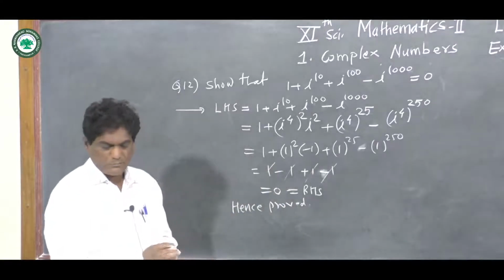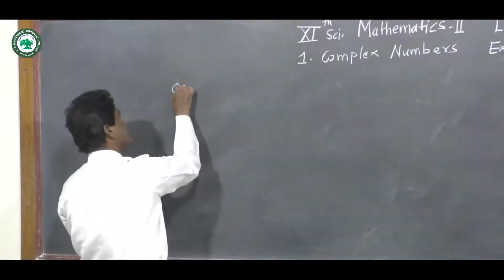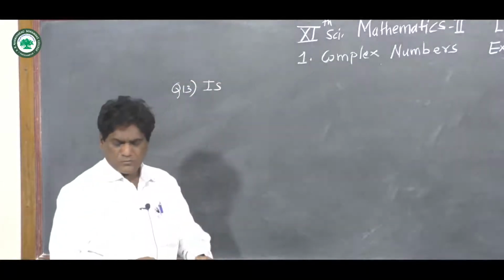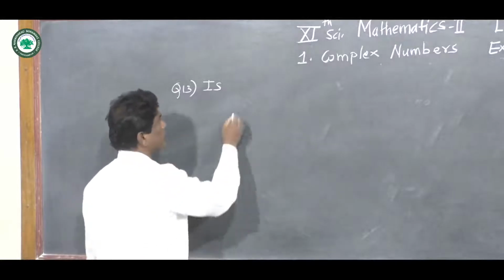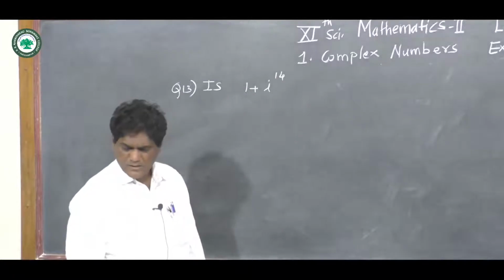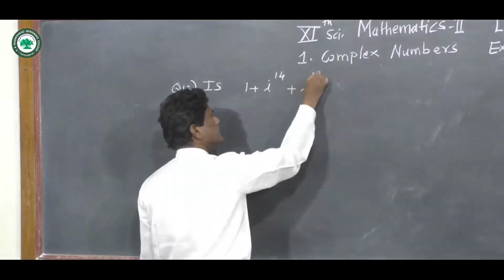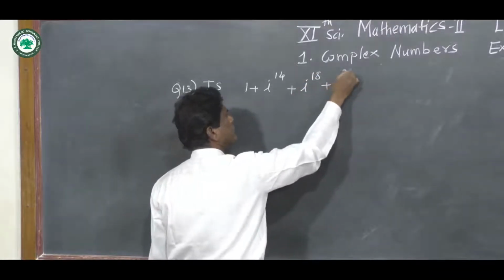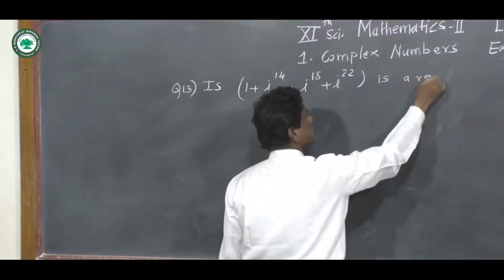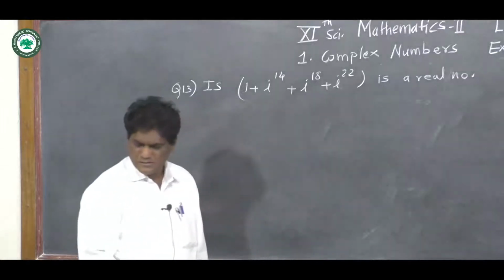Now 13th problem we see here. 13th problem, question number 13 is 1 plus i to the power 14 plus i to the power 18 plus i to the power 22 is a real number. Justify.